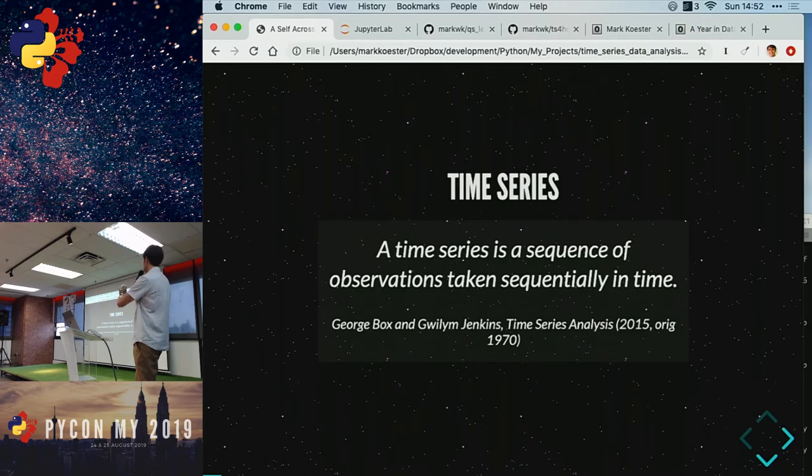There are a couple of key terms. I just want to make sure we all know these terms, so that we can go a little bit faster. Time series is a simple idea. The idea is that you have data that is somehow tied to an index in time. The technical definition from 1970: a time series is a sequence of observations taken sequentially in time.